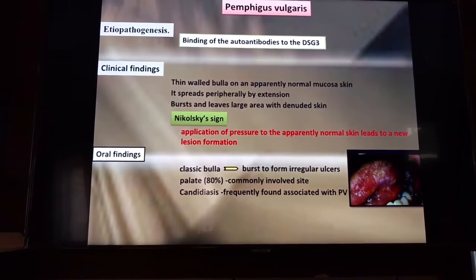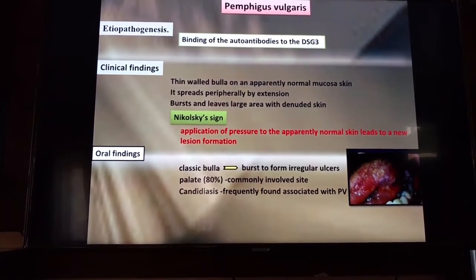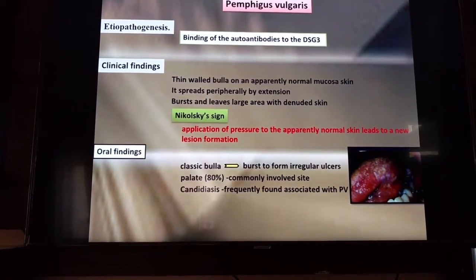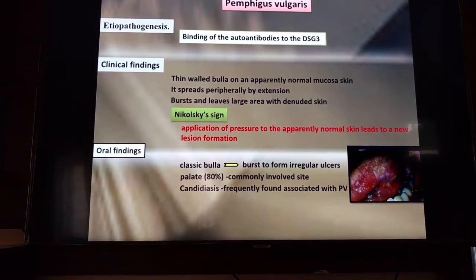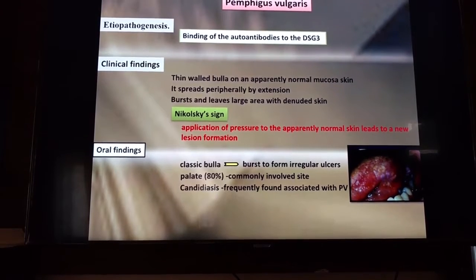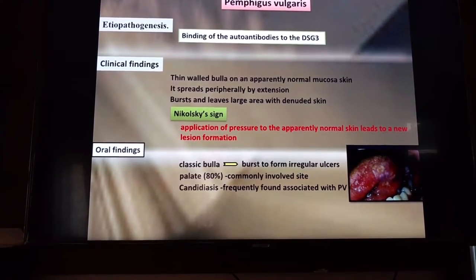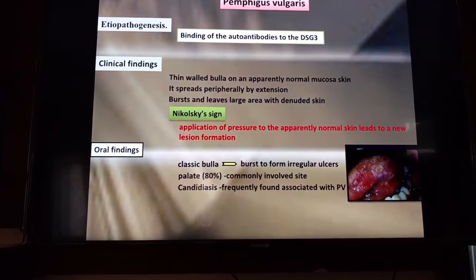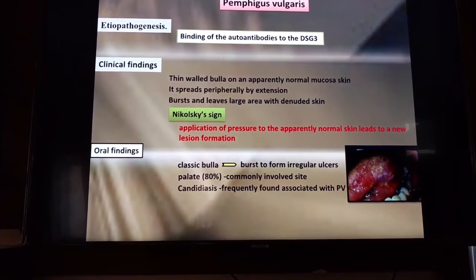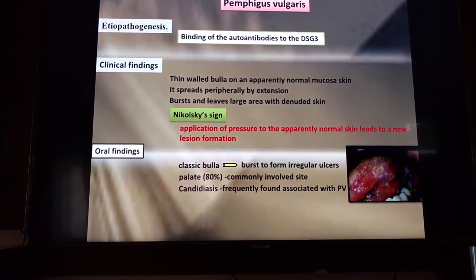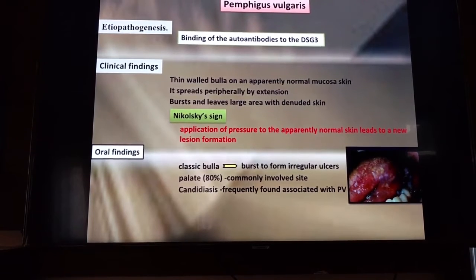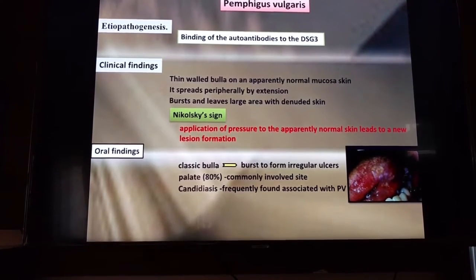Of course, the laboratory investigation that we usually take is a biopsy, which has very characteristic features. You can stain it with immunofluorescent stain, and that can give a beautiful picture of IgG deposits between the keratinocytes of the epithelium. Under the electron microscope, you will find loss of intercellular cementing substance and destruction of the desmosomes. Histologically, in the H&E sections, you'll find a suprabasilar acantholysis.